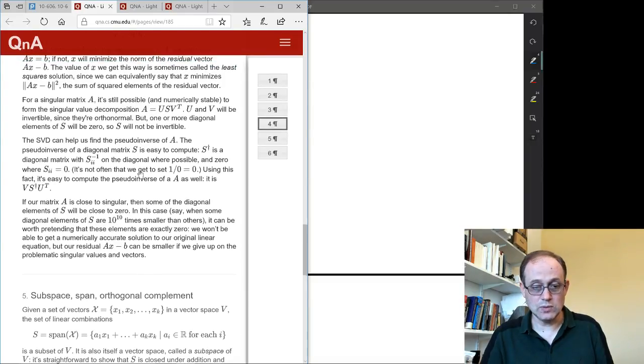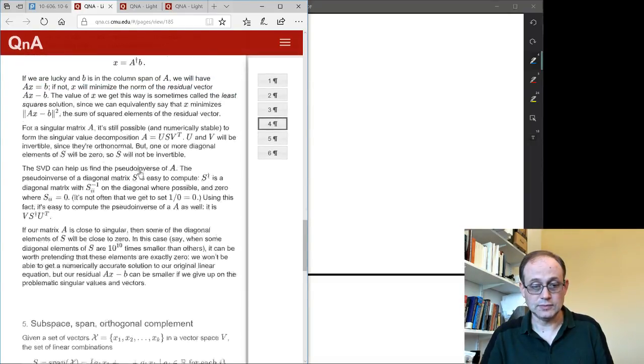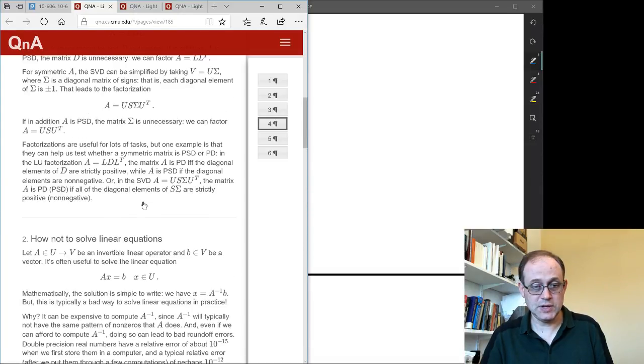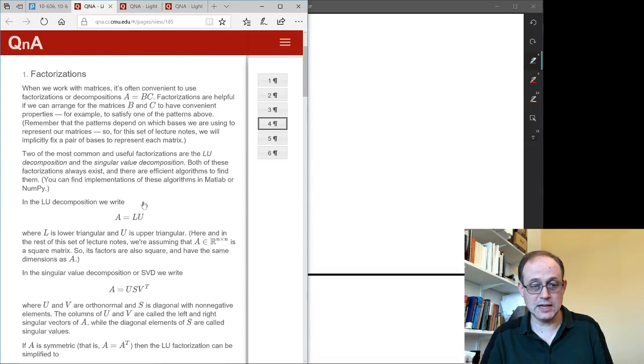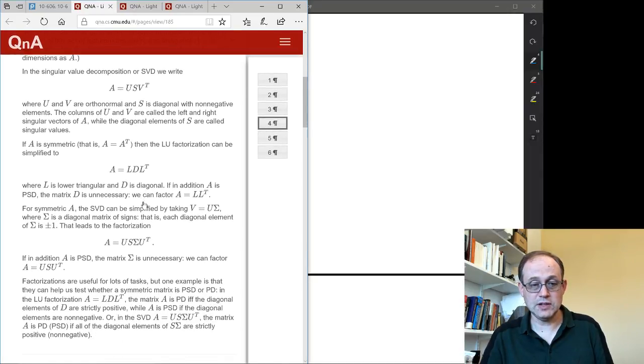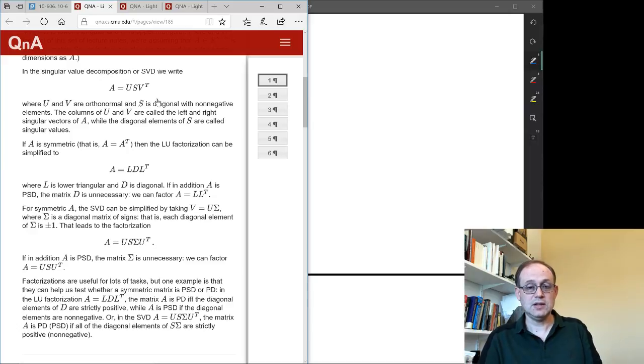Okay, so there's a question on Piazza that just asks to explain the singular value decomposition again. And so here, let me start again by going over the definition.